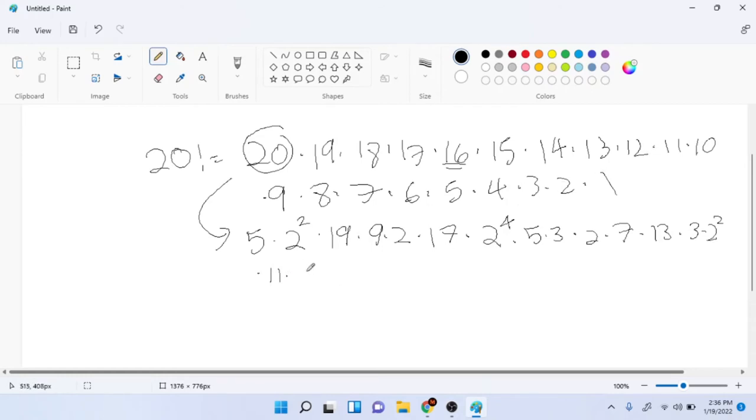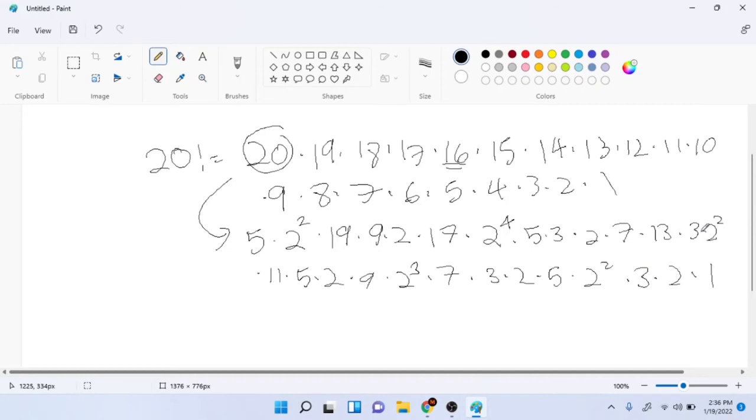So we're around 12. Then we have 11, which is just 11. 10 is 2 times 5, which is 5 times 2 there. 10 is 5 times 2. 9 is 3 times 3. Actually, I'll just leave 9 as it is, because you can't really do anything there. 8 is 2 to the 3rd, right? 2 times 4 times 2 is 8, yep. 7 is just 7. 6 is 3 times 2. 5 is just 5. 4 is 2 squared. 3 is just 3, and then 2 is 2, and then we have 1.